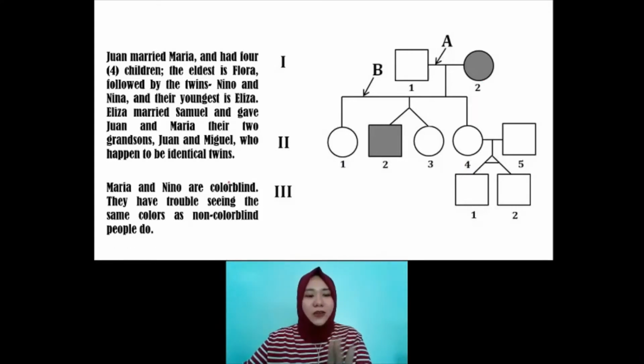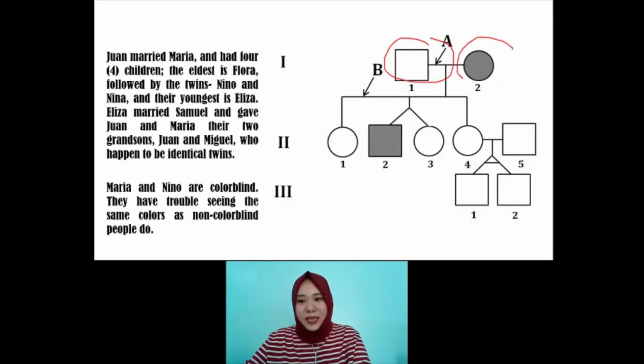So, let's go one by one. Juan married Maria. The technique here, guys, is to always start from left to right, so that you don't get lost. It says here Juan married Maria, so you would assume that they are the first generation. In this part, you could assume that Juan is this square, and then Maria is this circle.